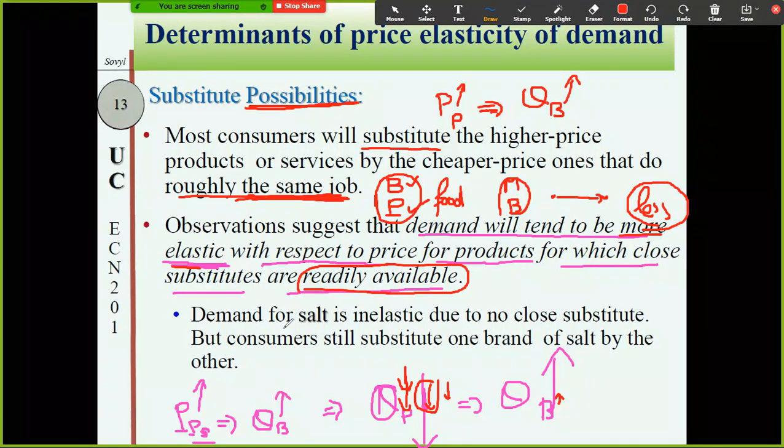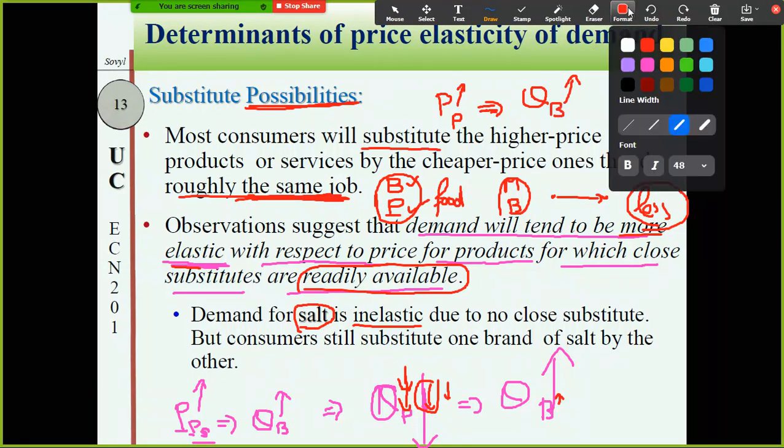However, demand for salt is inelastic due to no close substitute, but consumers can still substitute one brand of salt by another brand. Demand for salt, because there's no close substitute product to salt, that's why the change in amount is very small when the price changes. It means inelastic.